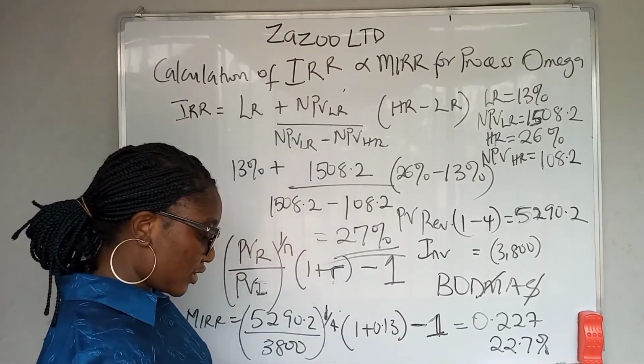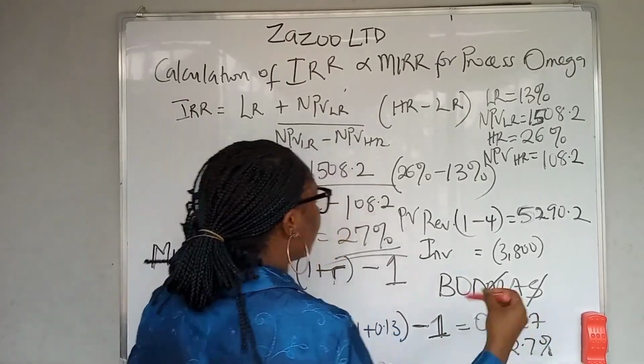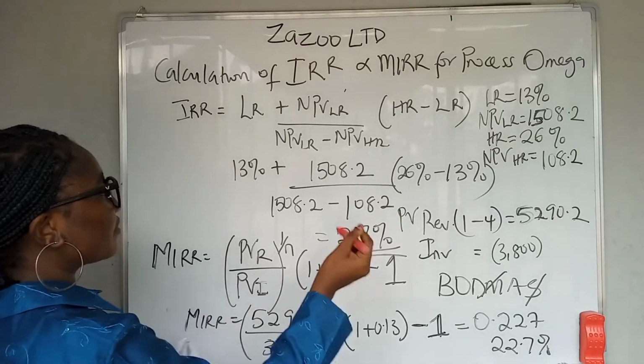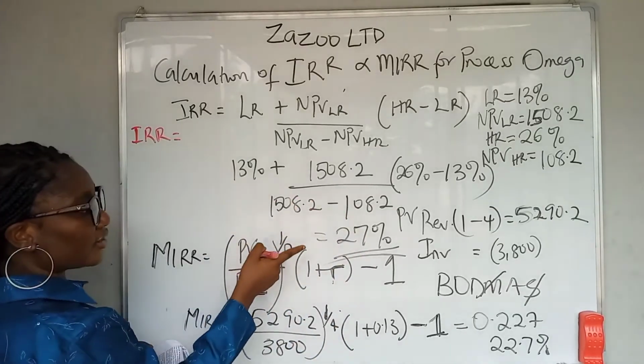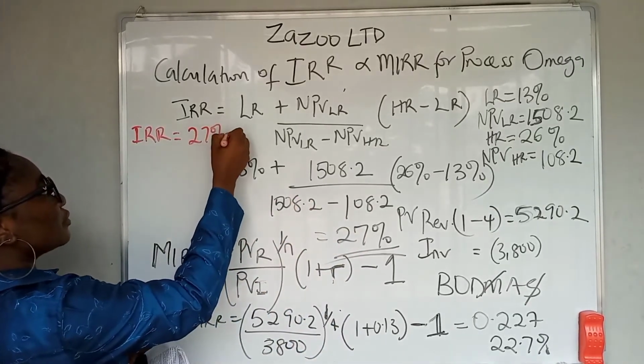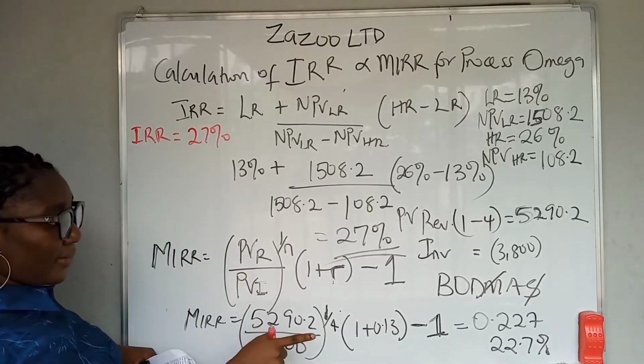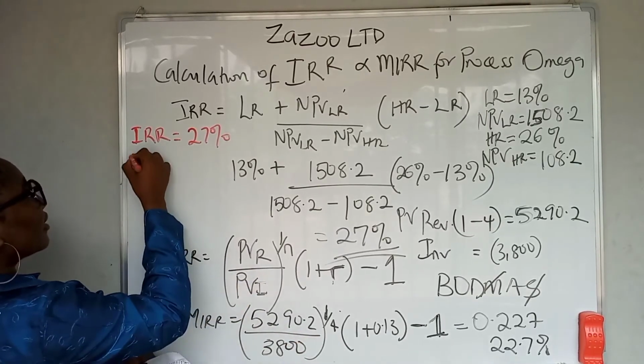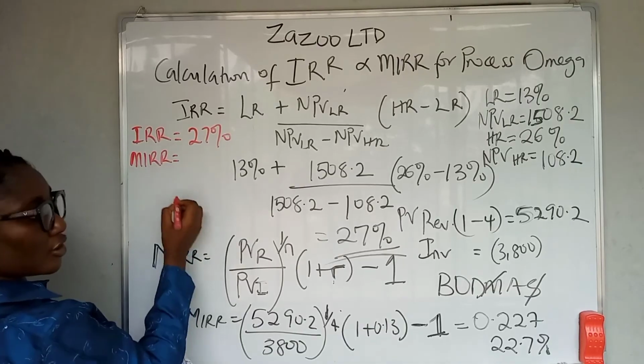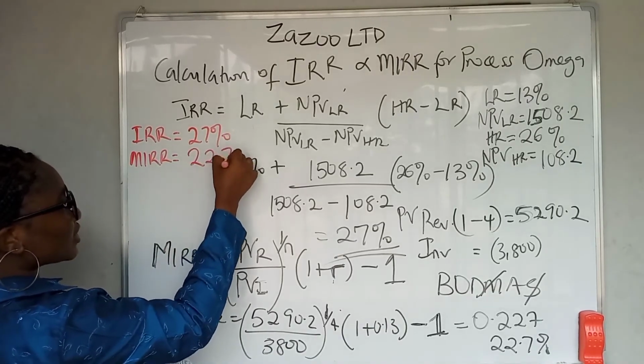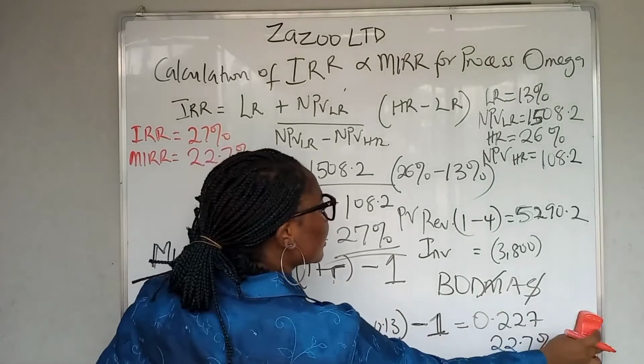Let's just write that somewhere. This marker is fading. Let me take another one. So your IRR, just as you saw, for process omega is 27%, and your MIRR for process omega, the MIRR that they asked to calculate, is 22.7%. That is at the end of the question.